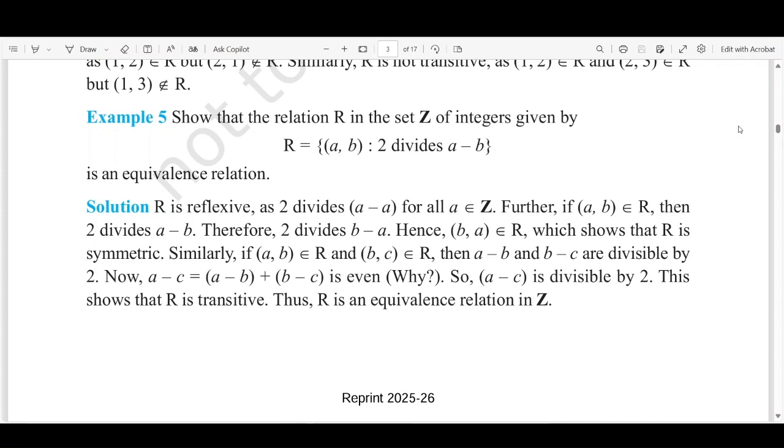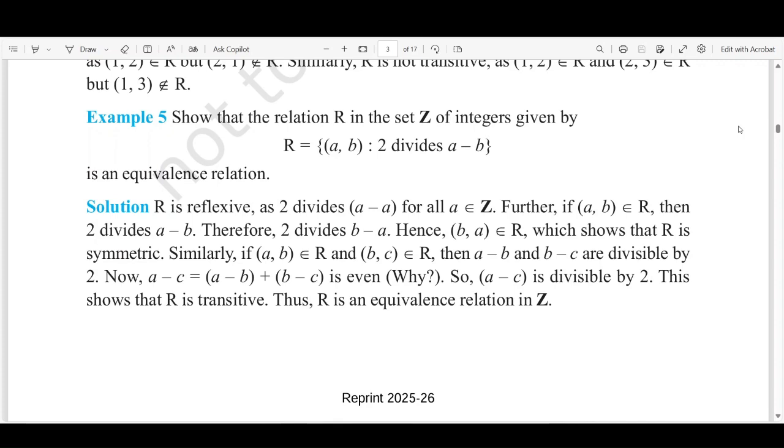So we have to prove that a is related to itself, which means a minus a is divisible by 2. When you take any integer, if you subtract it from itself, then the answer will be 0. In general, 0 is divisible by any non-zero number. So 2 will divide 0. Thus, we have proved that a is related to itself. So we can say R is reflexive.